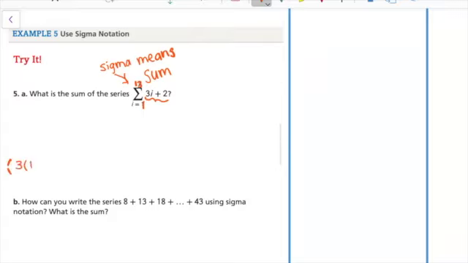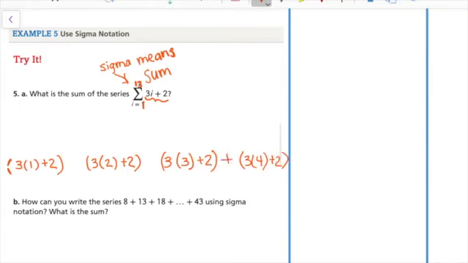So if I did 3 times 1 plus 2, because that's the first term, the second term would be 3 times 2 plus 2, because everywhere there's an I, I'm subbing it in for the next number. So counting, what comes after 2? 3. And then 4. And I would go all the way up to 13. Whew, that is a lot.